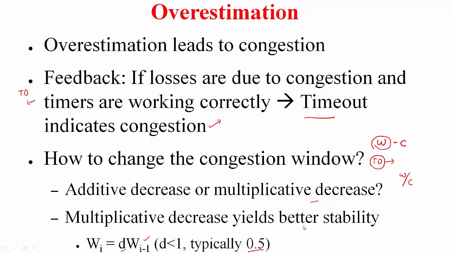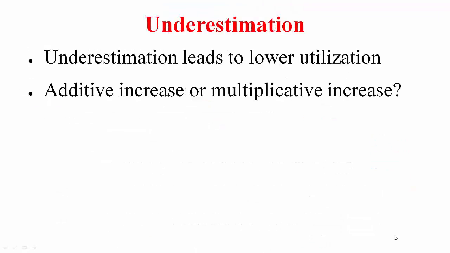In other words, if your window size was 10 and you detected congestion, you set it equal to 5, which is 10 over 2. Maybe the correct window size is 7. So when you do this, you are underestimating. That is going to lead to lower utilization. Let's say you chose W equal to 5, and then the congestion went away, and you can potentially use a W of 15. Unless you correct your estimate, you are not going to reach this 15 value. So you need to increase this estimate.